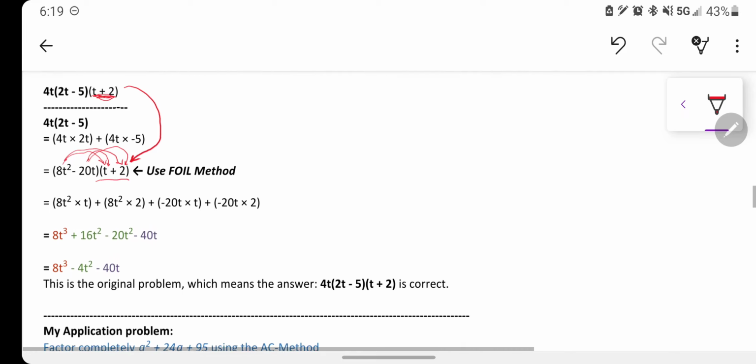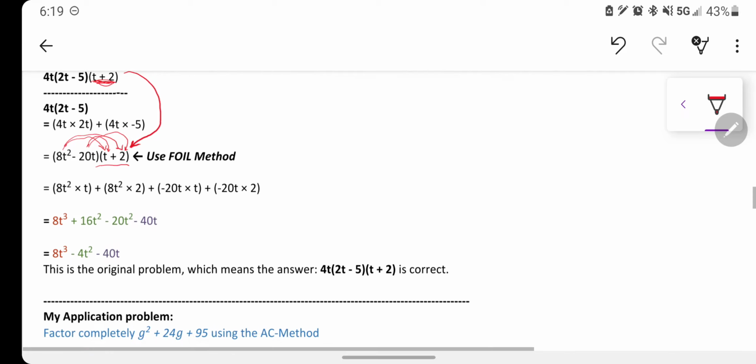Now, my application problem that I made for anyone who wants to try it out is: factor completely g squared plus 24g plus 95 using the AC method. And if you solved it, please let me know and I could let you know if you got it right or wrong.